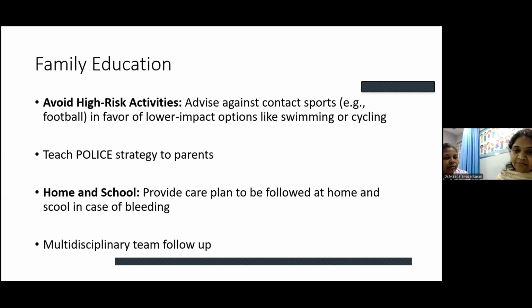Always we need to have multidisciplinary management, because hemophilia patients can present with joint bleeds. So we need orthopedic corrections periodically, and sometimes they can present with intracranial bleed. We need the involvement of the neurologist and neurosurgeons for the management. So multidisciplinary team management is always important.